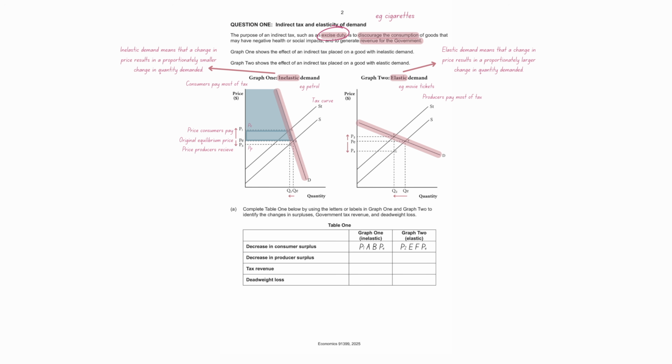And they'll either ask you to shade and label on the graph or to identify the area by saying the letters, like in this case. Or if they give you actual numbers, they might ask you to actually calculate the value of those areas. Okay, so looking at producer surplus now.